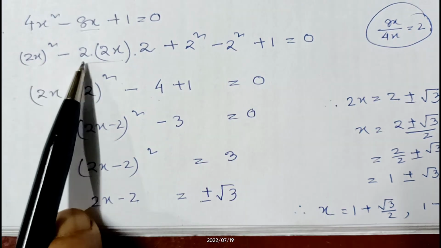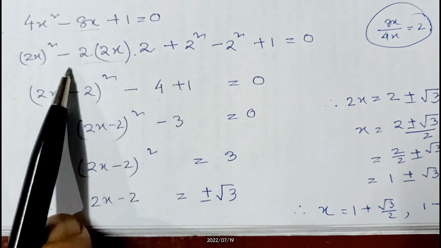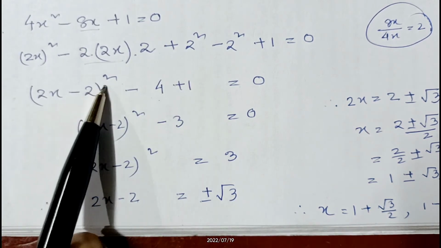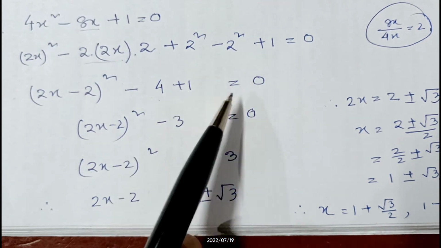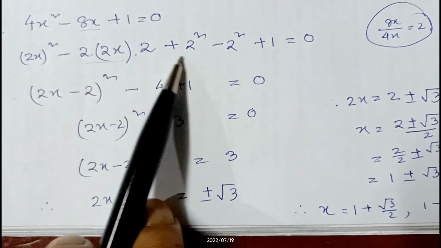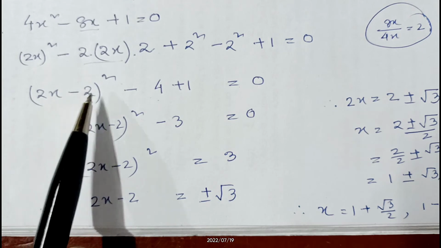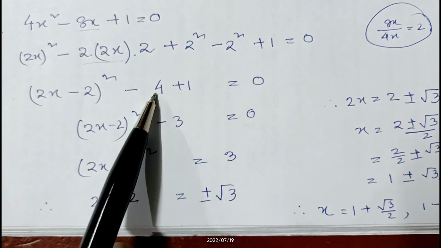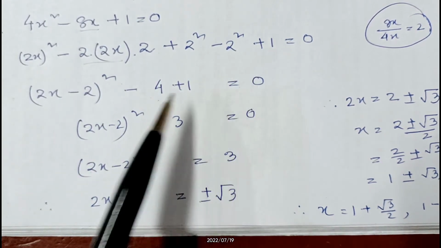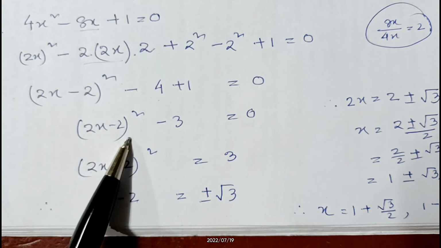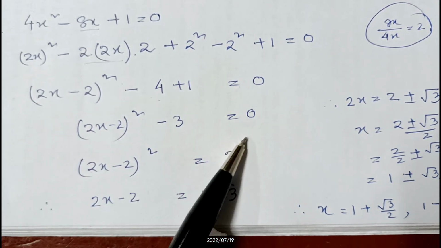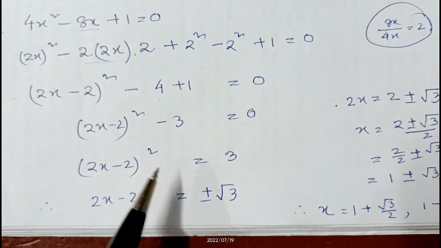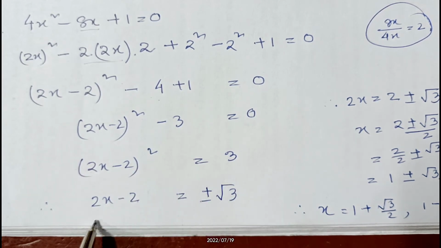a² − 2ab + b² can be written as (a − b)² minus 2², 4, plus 1 equals 0. These three if we combine, we are going to get (a − b)². 2 square is 4, plus 1 equals 0. So it will be (2x − 2)² minus 4 plus 1, which is minus 3, equals 0. So (2x − 2)² will be 3. So 2x − 2 will be plus minus root 3.